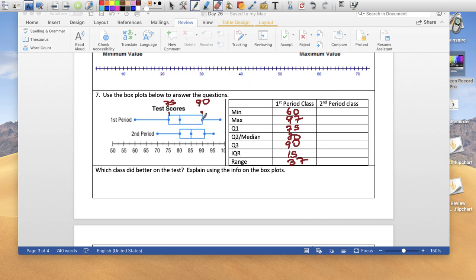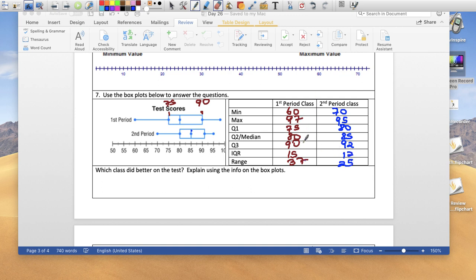Second period class, the min was 70, the max was 95, Q1 is 80, Q2 is 85, Q3 is a little bit higher than 90, 92, and that's it. The interquartile range is Q3 minus Q1, so this looks like 12, 92 minus 80, and the range, the max minus the min, is 25.